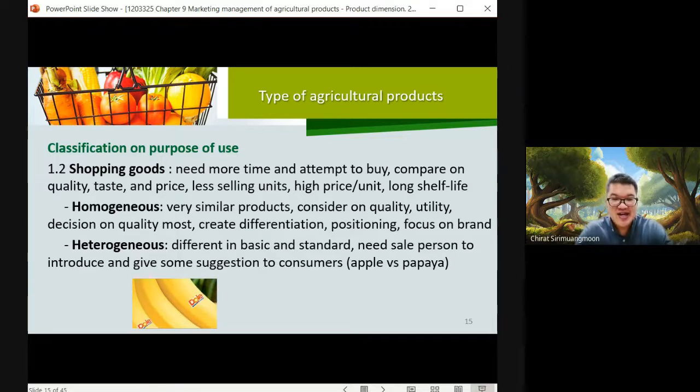How about heterogeneous? For heterogeneous, the concept is actually different, not the same. They differ in basic issues or standards. They don't have the same characteristics. They do not look the same or have the same things. So in this case, we need a salesperson who gives some information to the consumer. For example, you have an apple and a papaya. This is totally different, not the same. But you need to make sure that they select the apple or the papaya for some reason. So the salesperson takes care of this part.